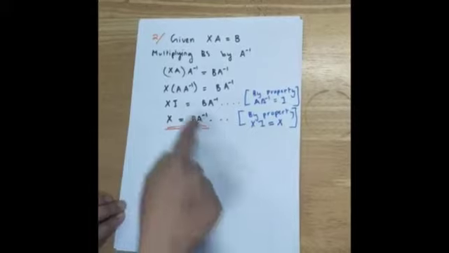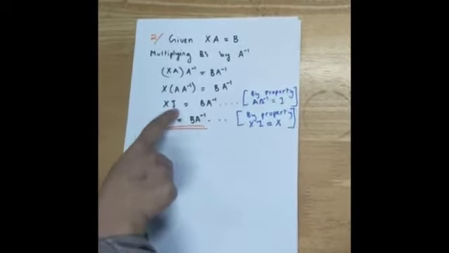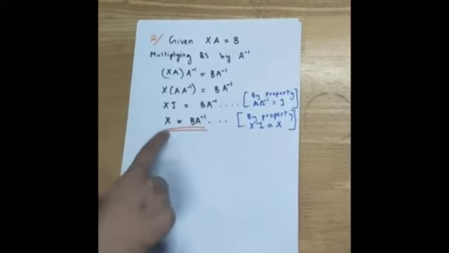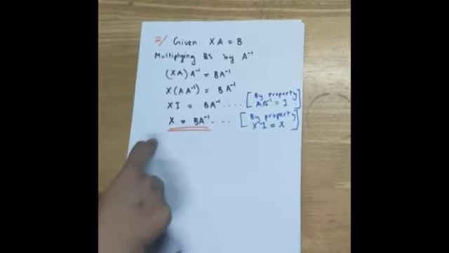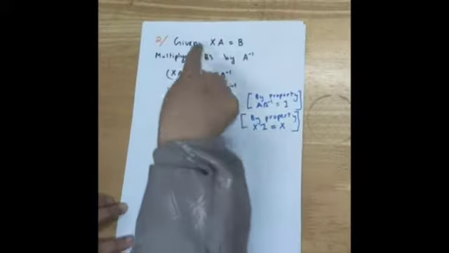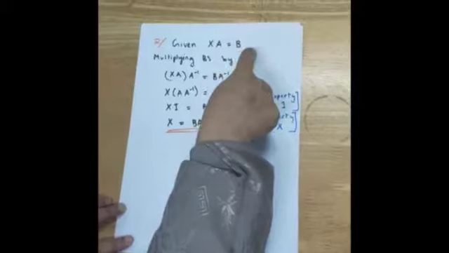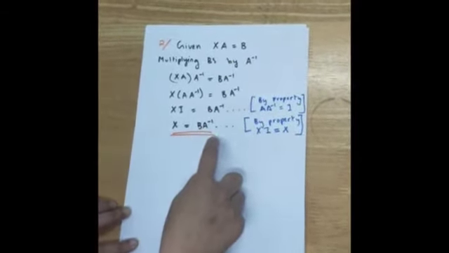We already know that A times A inverse gives us an identity matrix, and the identity matrix times any matrix is the matrix itself. So this derivation is quite similar to the first one, and hence the solution for XA equal to B is given by X equals B times A inverse.